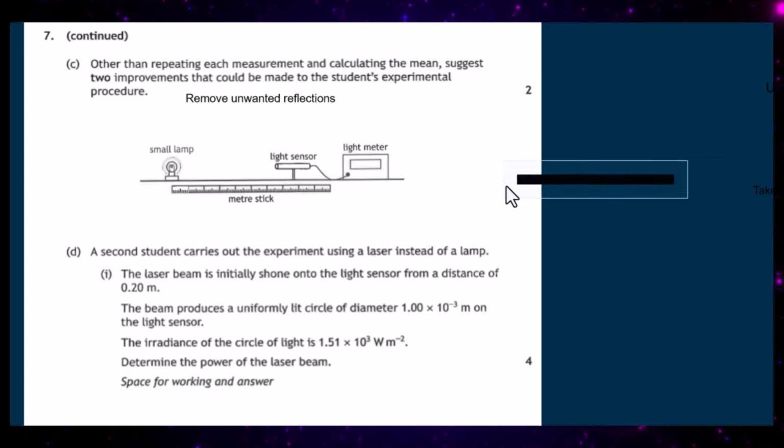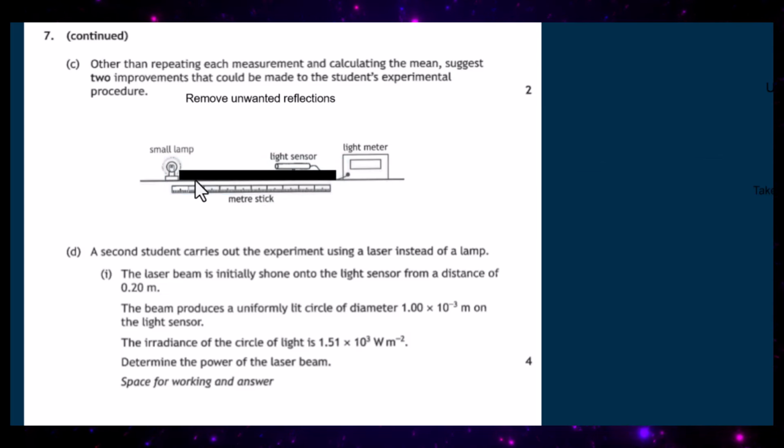To do that, you can put a black coating or a black mat on the table so that none of the reflections off the table will be arriving at the light sensor, and the light sensor is picking up just that little part of the area of the radiated light.